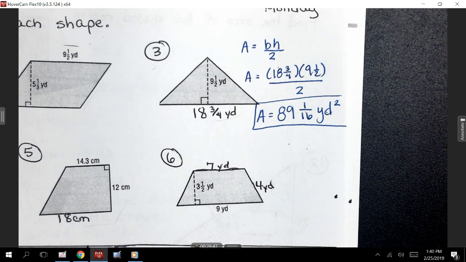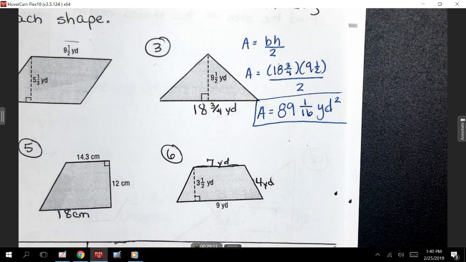18 3/4 times 9 1/2 should give me 160 or 170 something when you multiply those. If you need me to look at your calculator, bring it up here. You have to multiply, because when they're right next to each other, that means multiplication. The parentheses means to multiply if they're next to each other.